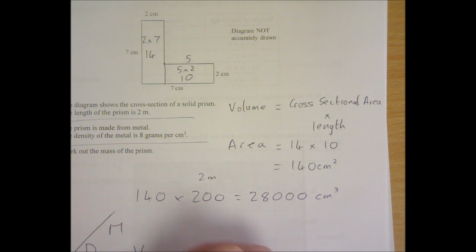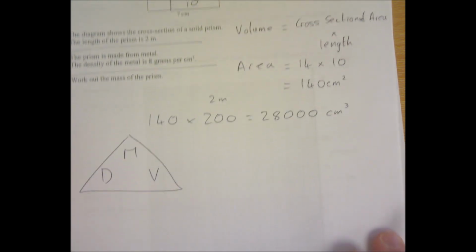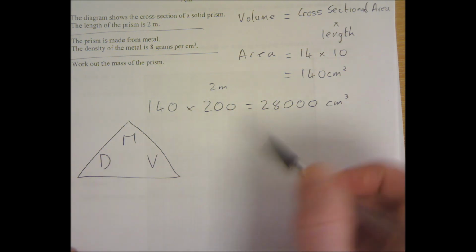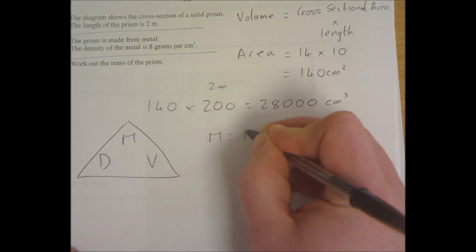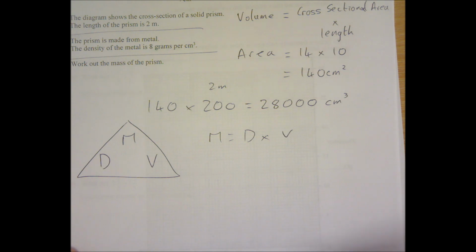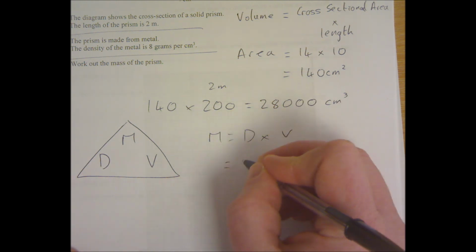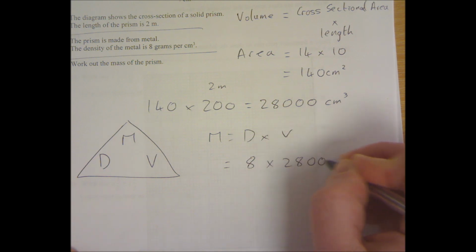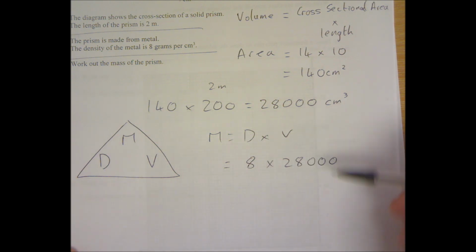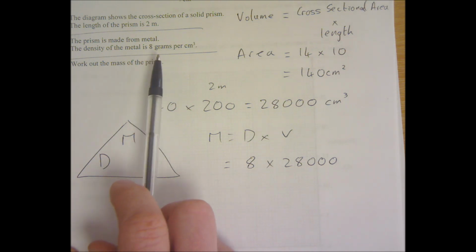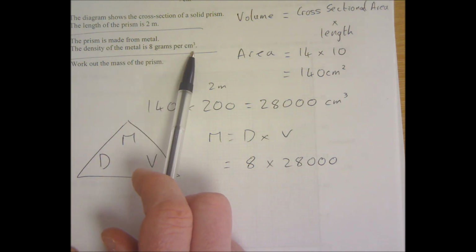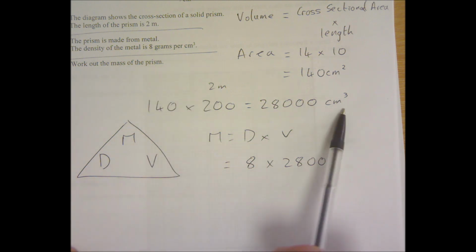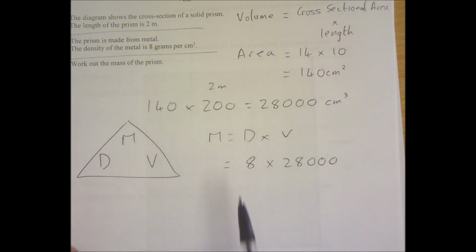Then we've got our density, mass, volume. So that's our triangle there. So we're trying to find out the mass. So the mass will equal the density times the volume. So we've got 8 times 28,000. Before I do it, it's worth just double checking that I've got the correct unit. So density is in grams per centimetre cubed. So I need to make sure that my volume is in centimetres cubed.